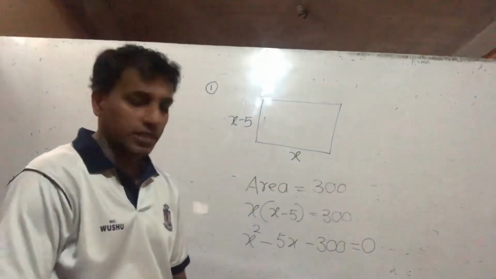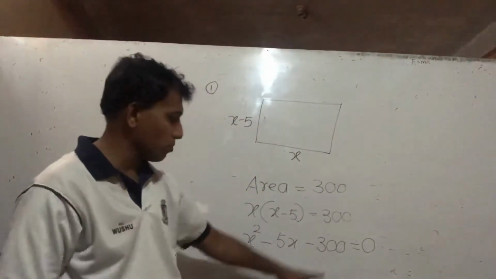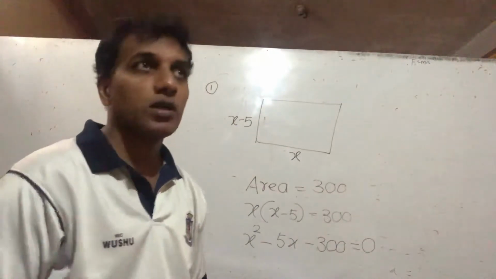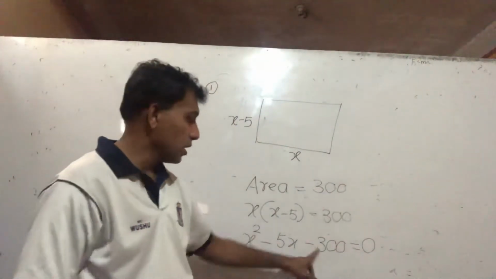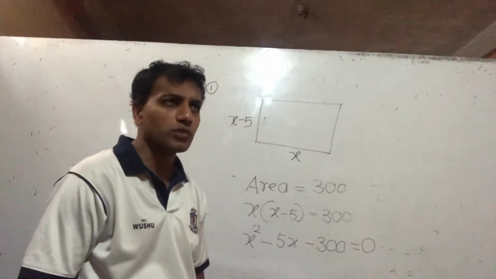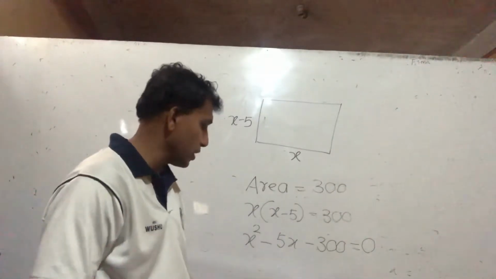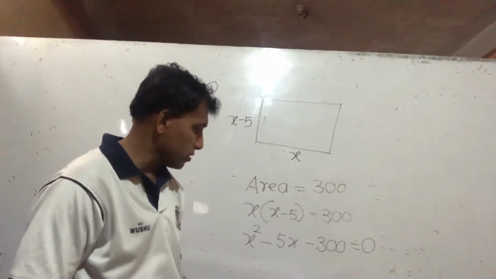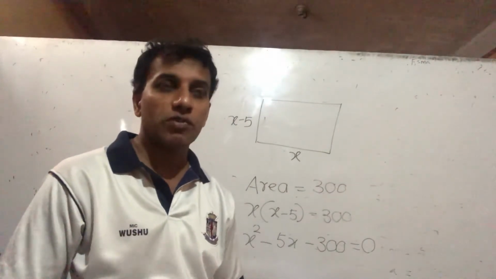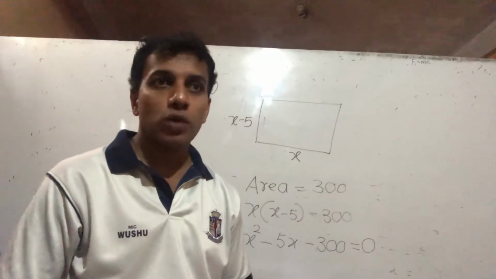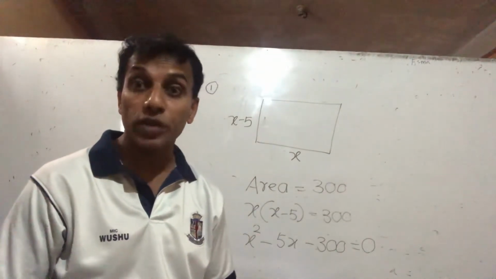Now you know the factorization you learned in the grade 9 lesson. Select two numbers properly: the product is 300 and the difference is 5. What are the two numbers? They are 15 and 20. If you multiply 15 times 20, you get 300.